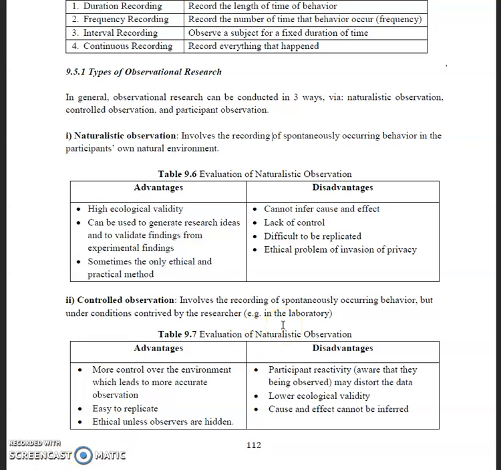Now, let's look at the disadvantages of a control observation. Now, one of the disadvantages would be participant reactivity. So this means that if the participants are aware that they are being observed, the participants might react in a different way. So when that happens, it may distort the data. Say for example, if you are aware that someone is watching you, you would probably behave differently.